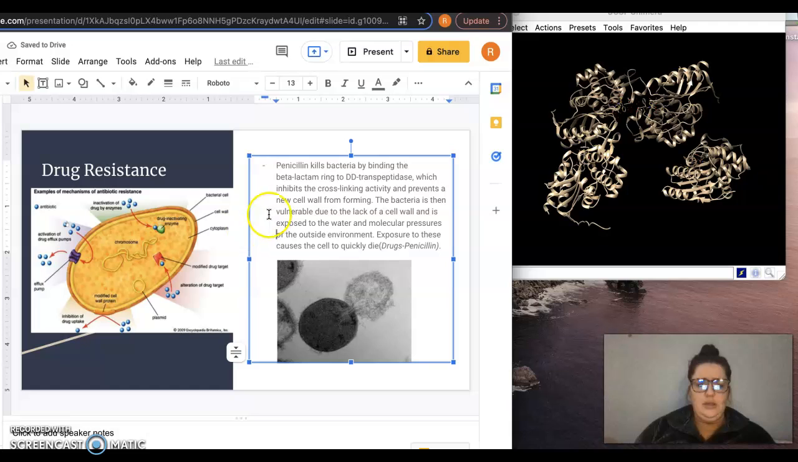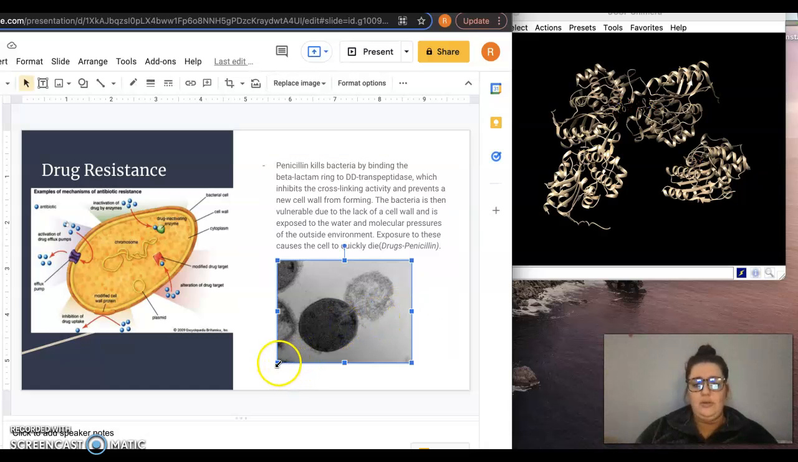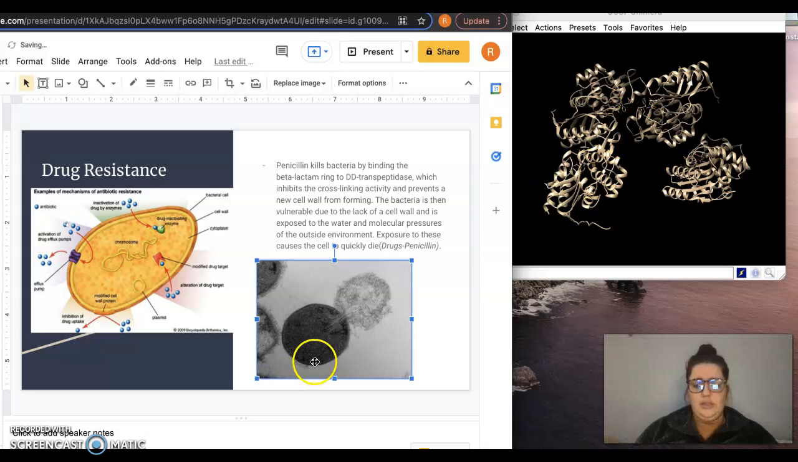And now we're going to talk a little bit more about penicillin and how it works at a molecular level. It kills the bacteria by binding the beta-lactam ring to the DD-transpeptidase, which inhibits cross-linking activity and prevents a new cell wall from forming. This also makes the bacteria more vulnerable, because it no longer has a cell wall and it's exposed to the water and the molecular pressures from the outside environment. Exposure to these causes the cell to burst from the water, and it causes the cell to die.